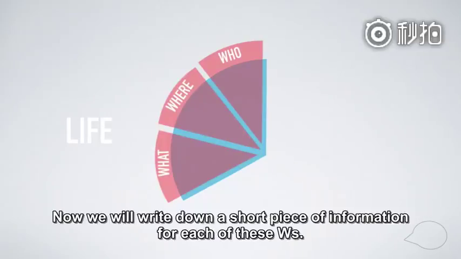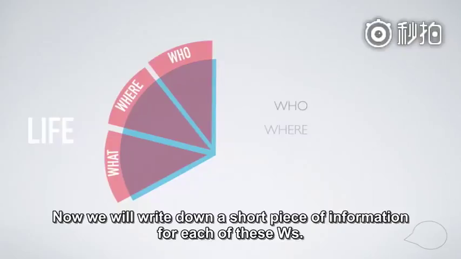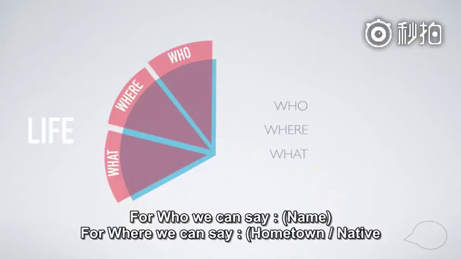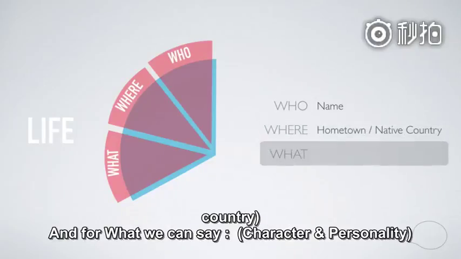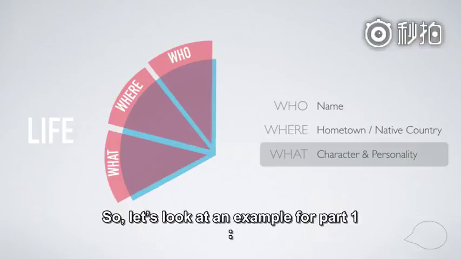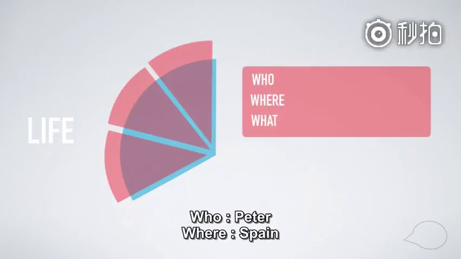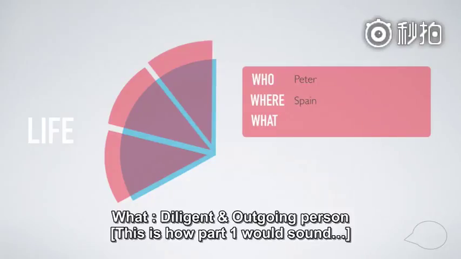Now we will write down a short piece of information for each of these W's. For who, we can say name. For where, we can say hometown or native country. And for what, we can say character and personality. So let's look at an example for Part 1. For who, we have Peter. For where, we have Spain. For what, we have diligent and outgoing person.